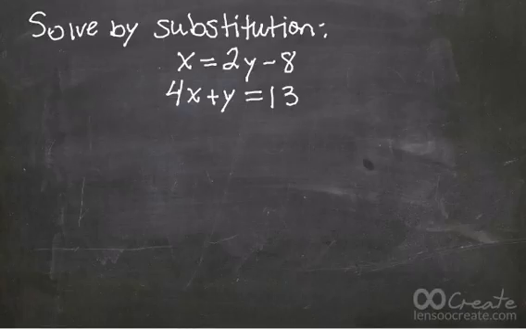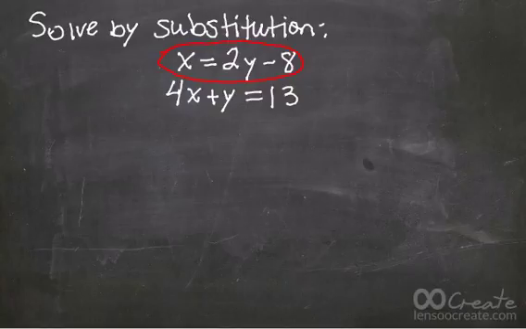So we have x equals 2y minus 8 and 4x plus y equals 13. So we already see that one of our variables is already isolated. See this x? It already tells us what x is. So that's a good indicator to use substitution. So that's exactly what I'm going to do.